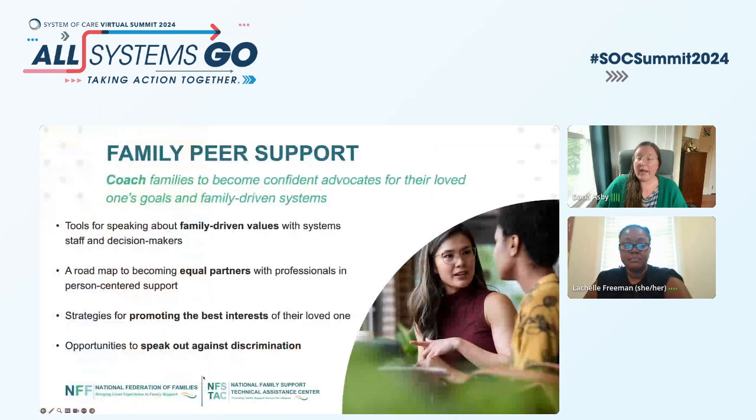So one way that family peers do that peer support is to become a coach for families, not doing for families, but teaching families how to be their own advocates for their loved ones and to really talk about family-driven values with system staff and decision makers. They give them a roadmap that helps them understand how to be equal partners with professionals using person-centered support.